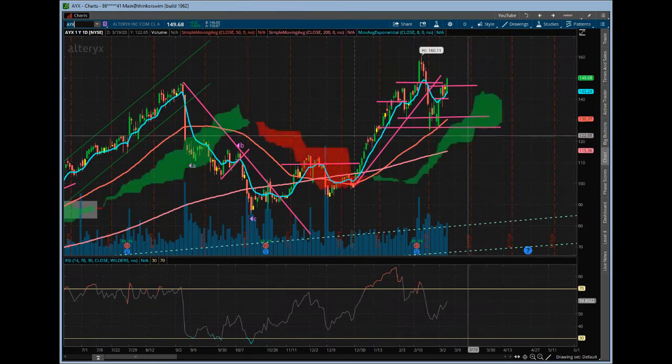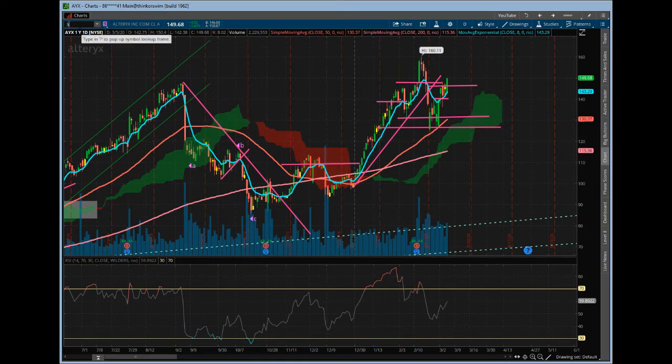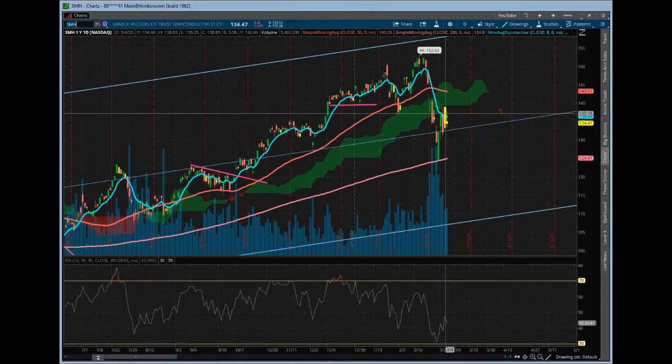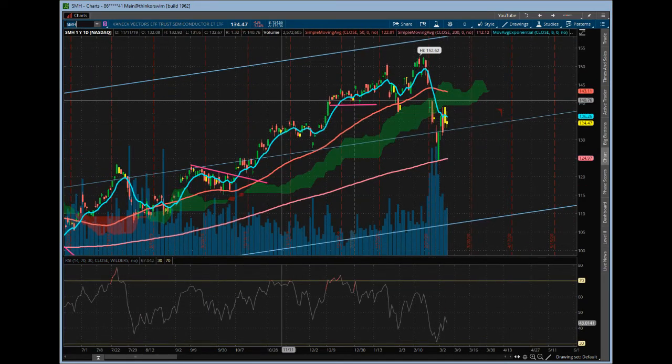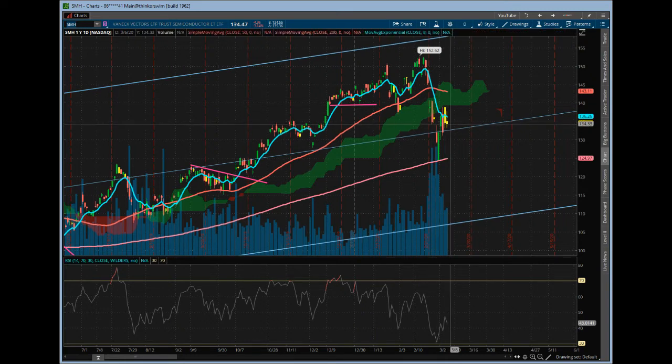Osiris, what's going on? Still holding SMH. April expiration. Let's take a look. So how's that looking for you? Good. Double inside day. Okay. So yeah, double inside day right here. So just kind of see how it holds.